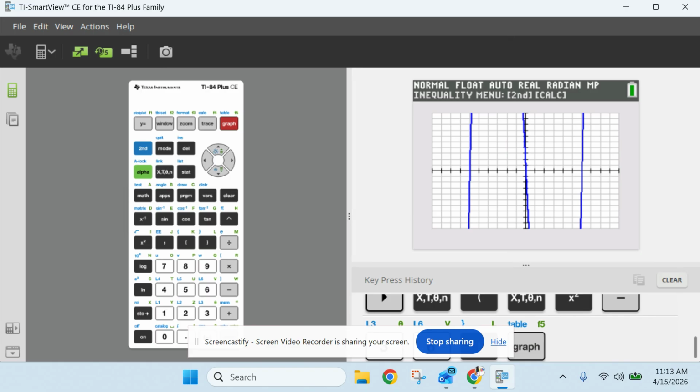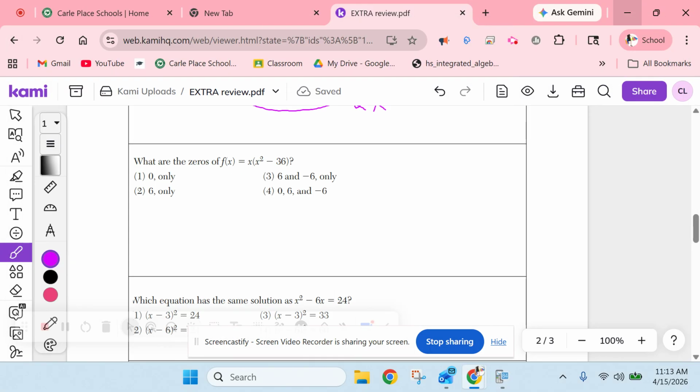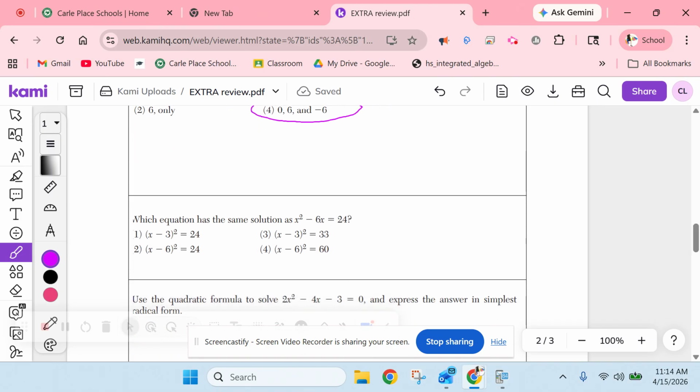Okay, so it's negative 6, 0, and 6. You could also do it by factoring, but I think that the calculator would be a little quicker.